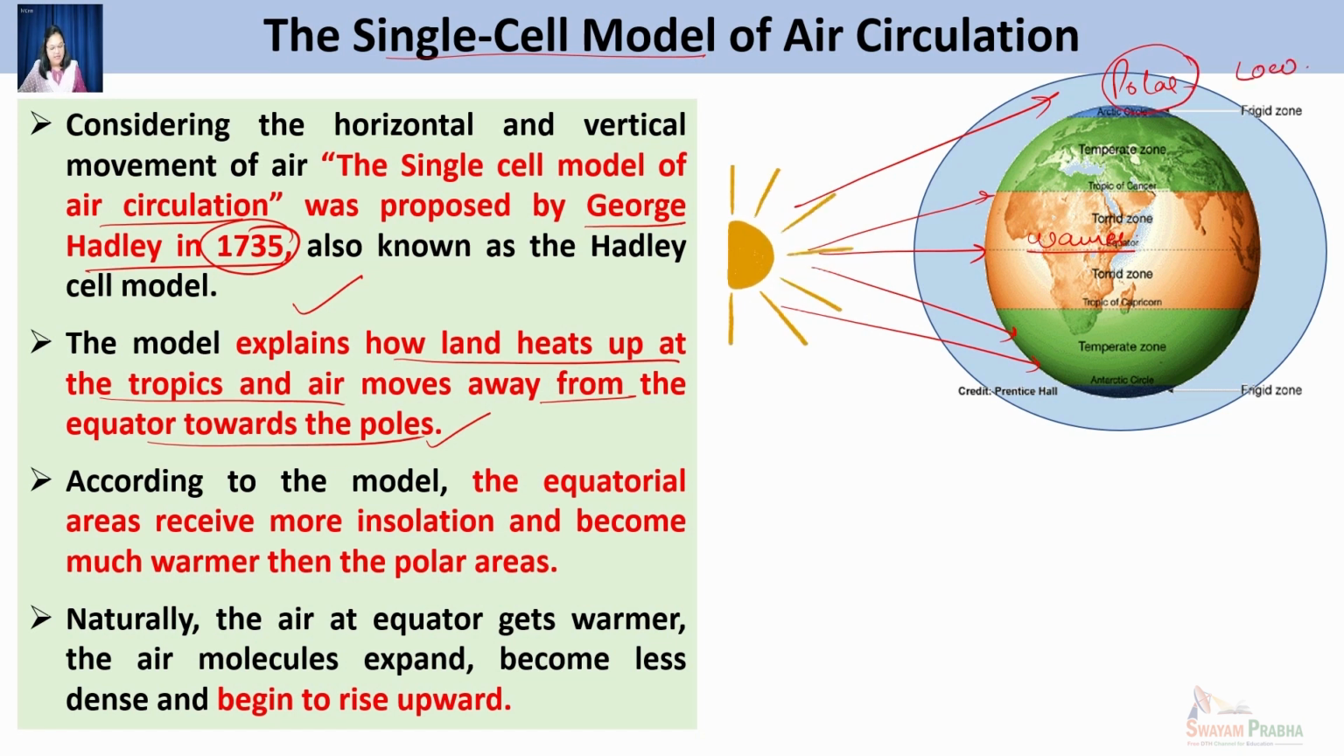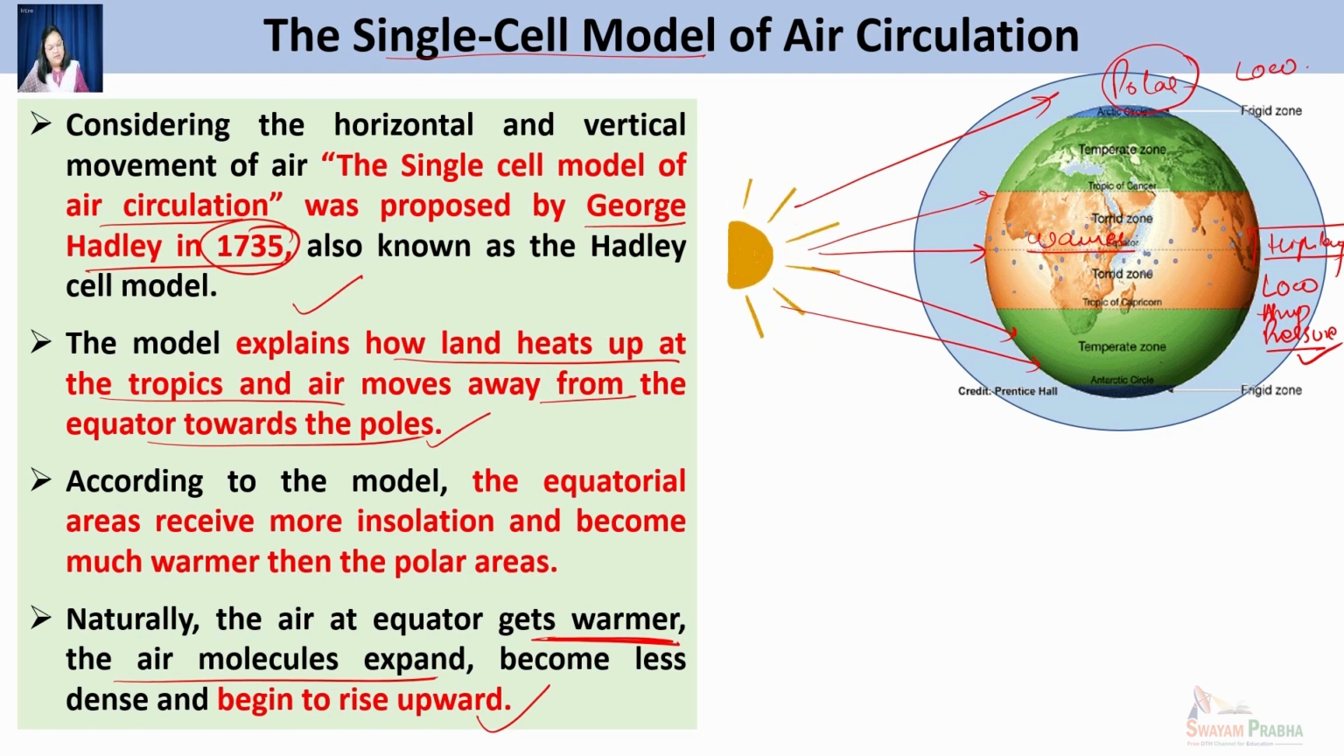So naturally the equatorial areas or the lower latitudes get warmer, and the air molecules start expanding and become less dense, and they also begin to rise upward. So because of high temperature, the air in these areas near the ground surface also becomes light, becomes less dense, and it starts ascending, leading to low atmospheric pressure in these areas.